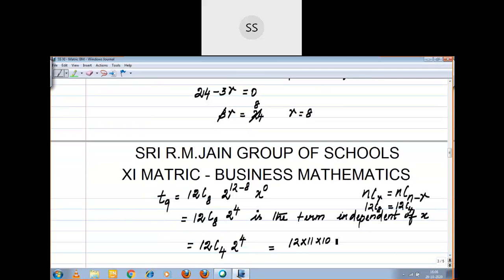Then 12 into 11 into 10 into 9 divided by 4 into 3 into 2 into 1. This is the shortest way to calculate, right? Into 2 to the power 4. How much? 16. Then 4 3s are 12. Cancel. Then 2, 8. 990 into 8, which is equal to 7920.